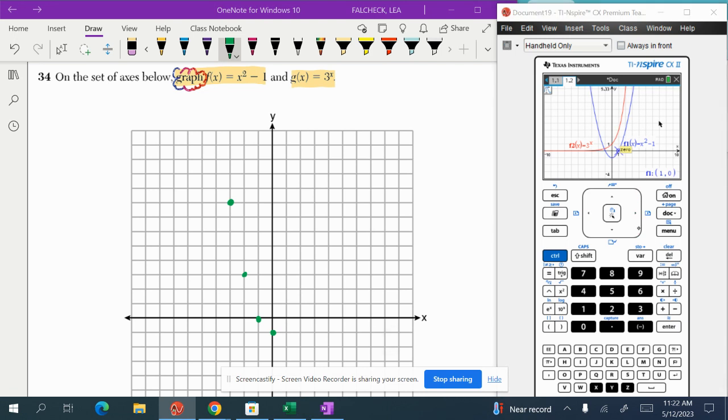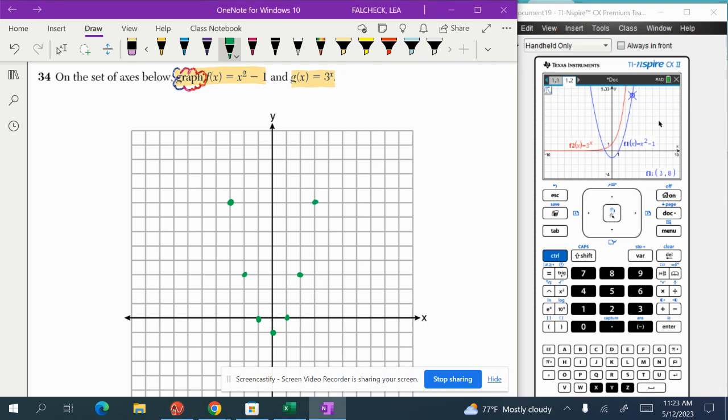I'm going to keep going. 1, 0. Then I'm going to go to 2, 3. Then I'm going to go to 3, 8. 1, 2, 3, 4, 5, 6, 7, 8. And that looks good to me. I'm going to connect my points, and I'm going to label my graph. Oops, that's f of x. Lo siento. F of x equals x squared minus 1.